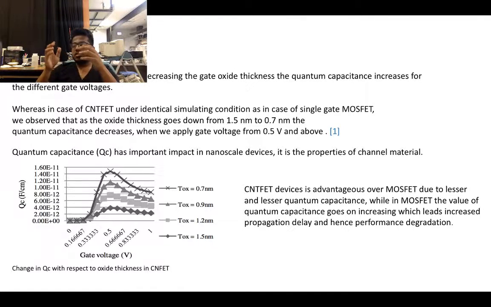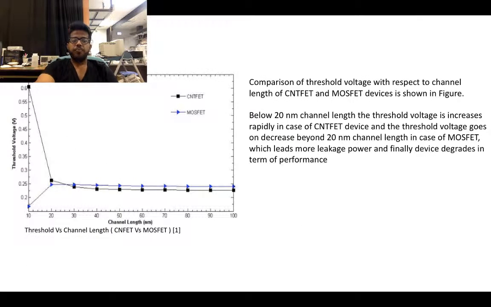Propagation delay is the delay which the transistor takes for transiting from one state to another, which is a big problem. So as you can see, with the introduction of carbon nanotubes, your quantum capacitance is reducing to a high level, which is again significantly important.